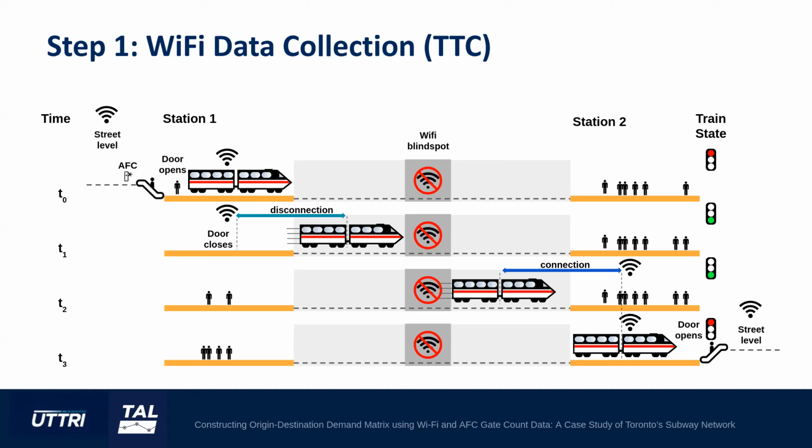The first station at which the device first appears is the origin station, and the last record is the destination station. In our case, we are calling these Wi-Fi trips. The AFC gate counts were requested from the TTC, and correspond to only the total entries and exits of each station during a certain period. We use them to balance the OD matrix, and we explain the process later.